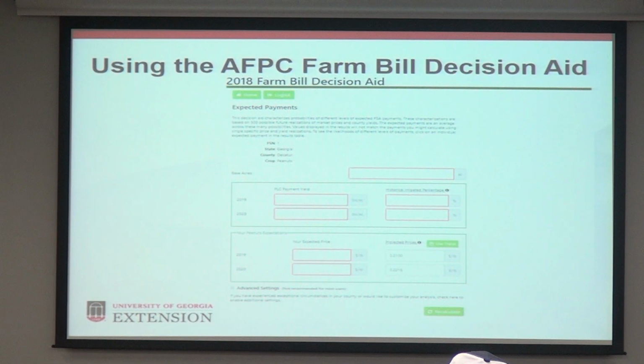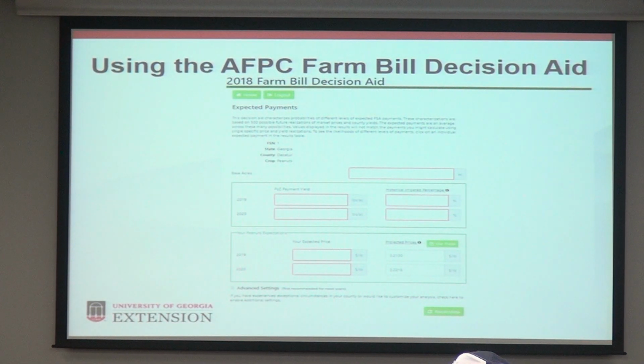That's, again, something that's a little bit different under the 18 Farm Bill, where before it was for selected counties, now it will be most all counties that will have that split between irrigated and non-irrigated payments. You also, towards the bottom, need to put in some expected price.